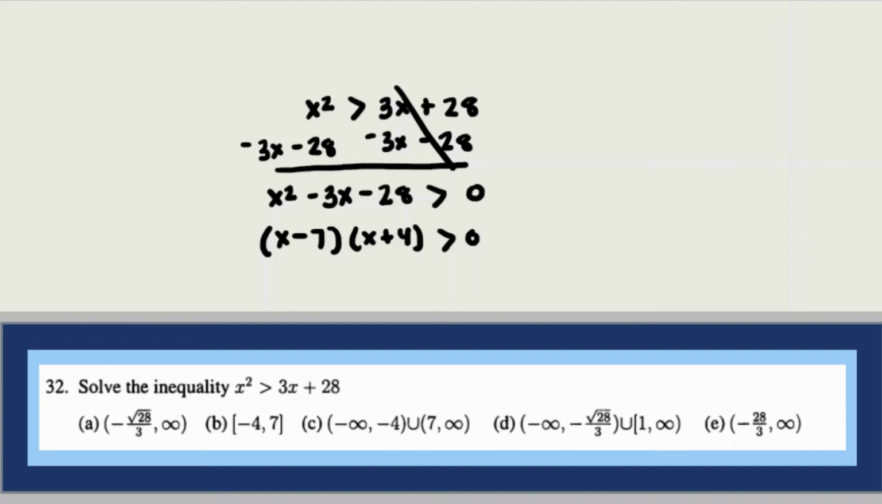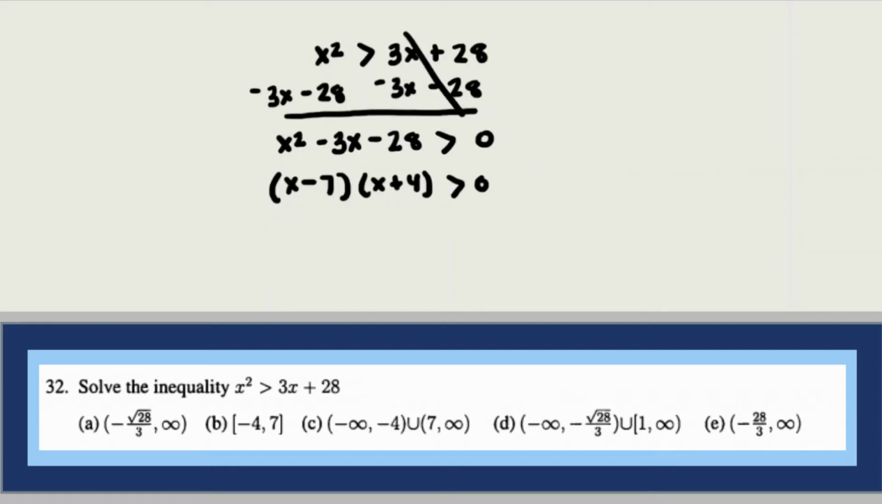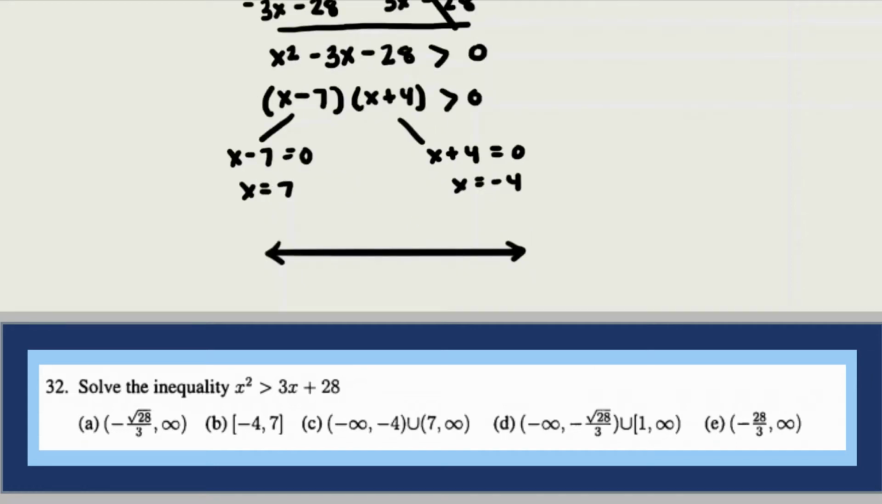Once we do this, we're just going to set our factors equal to 0. So we set x minus 7 equal to 0, and x plus 4 equal to 0. And then we're just going to solve for x. So x will essentially be positive 7, and x will be -4. The next thing we're going to do is make a number line in order to find what our solution is. Okay guys, so I made our number line. On our number line, we're going to put what we found for x, which is -4 and 7. So I'll put -4 here and positive 7 here.